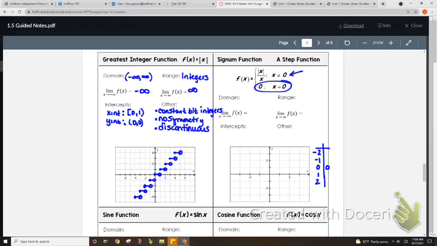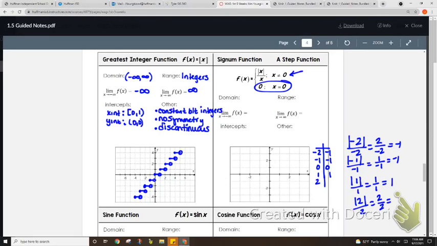So if I take negative 2, the absolute value of it, and divide it by negative 2, I'm going to get, well, absolute value of negative 2 divided by negative 2 is 2 over negative 2, which is negative 1. And if I take the negative 1, the absolute value of it over negative 1, I get 1 over negative 1, which is also negative 1. But when I take the absolute value of positive 1 over 1, I get 1 over 1, which is 1. And the absolute value of 2 over 2 is 2 over 2, which is also 1.